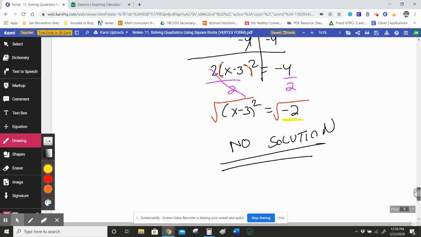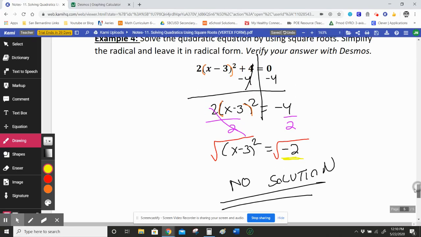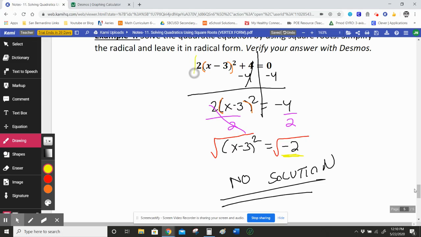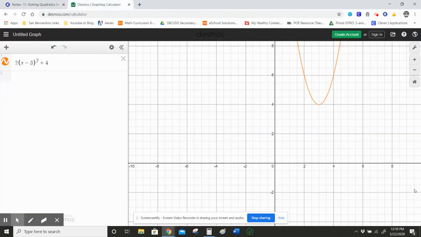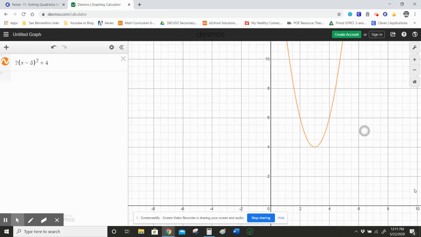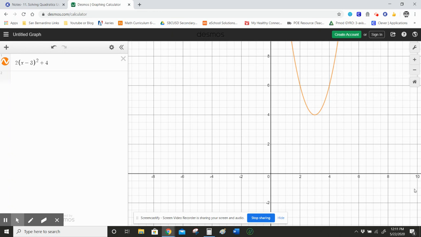So that's great. What does that mean in terms of Desmos though? So if I actually graph this in Desmos, 2 parentheses x minus 3 squared plus 4, that's already set equal to 0, so that's great. When I graph this, I get this graph, 2 x minus 3 squared plus 4. And this gives me a parabola, but the parabola is actually way above our x-axis, so it never actually intersects the x-axis. Therefore, we have no roots. Since it never crosses the x-axis, that's why we have no solution.